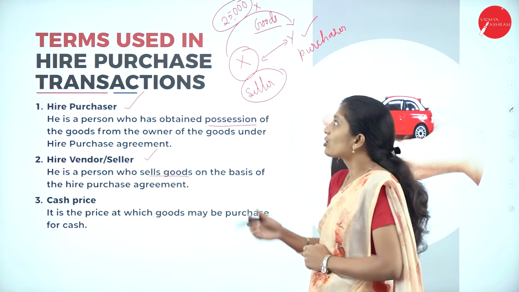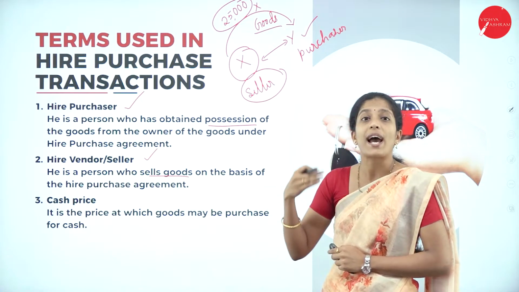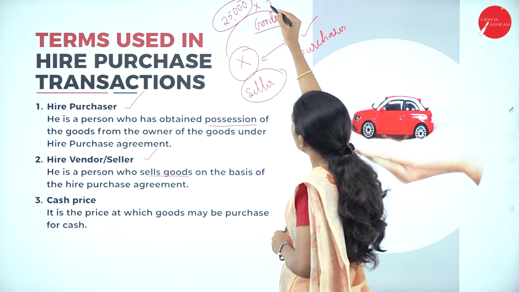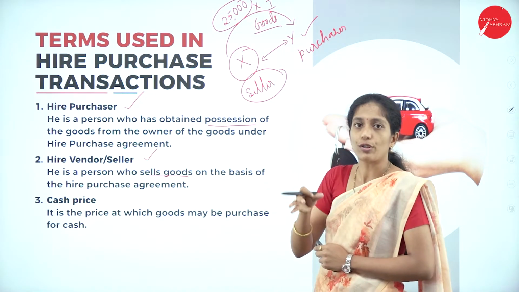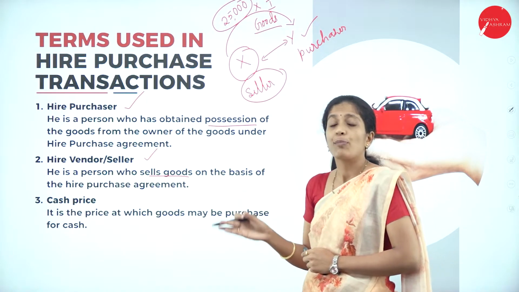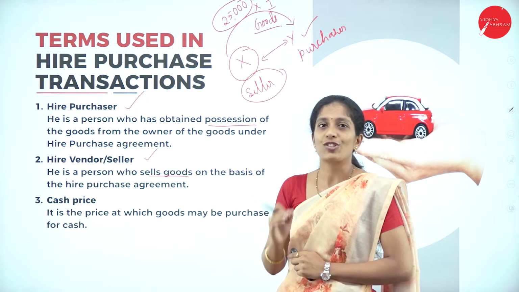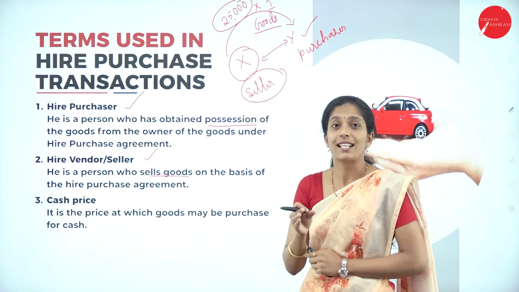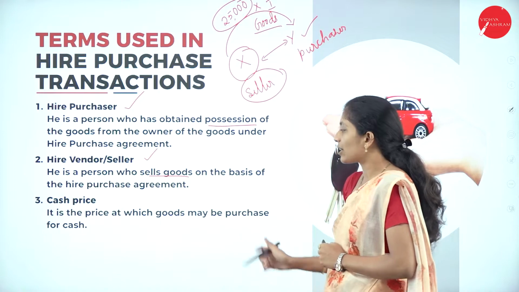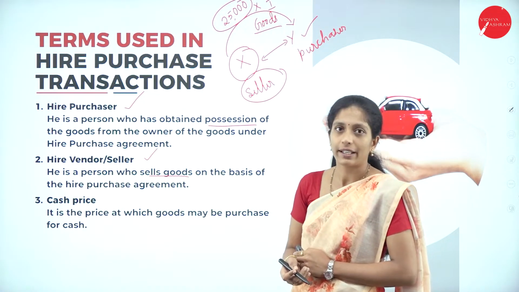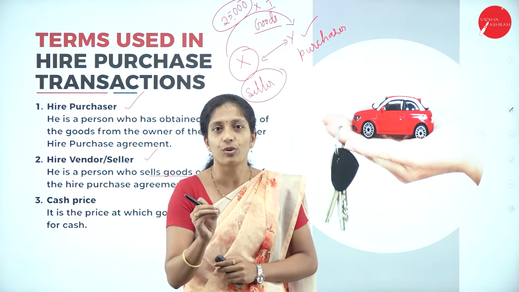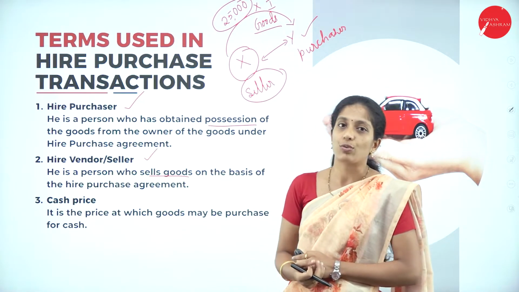So this is the actual value of that particular good or asset, known as the cash price. After adding interest, the value will increase, right? Because of plus interest, the actual value of goods plus interest will be added, so that is not the cash price. Before adding interest, that is known as the cash price, in the sense, the actual value of goods or asset. It is the price at which goods may be purchased for cash. So if you are making payment in cash, then that value of the good is known as what?